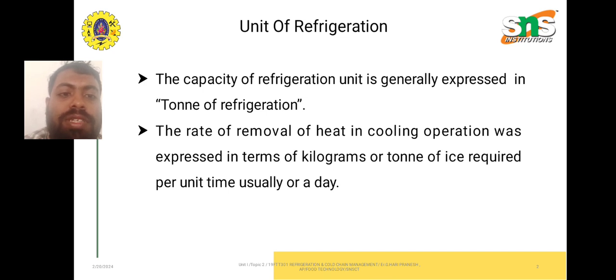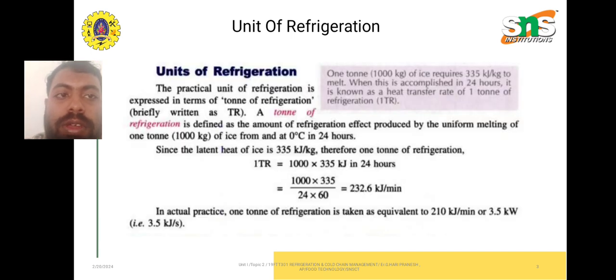The ton of refrigeration is defined as the rate of removal of heat in cooling operation, which is expressed in terms of kilograms or ton of ice required per unit time, usually per day. Unit of refrigeration: the practical unit of refrigeration is expressed in terms of ton of refrigeration, which is briefly written as TR.